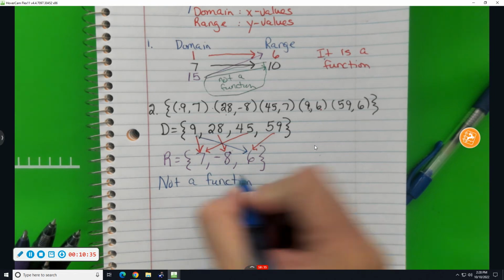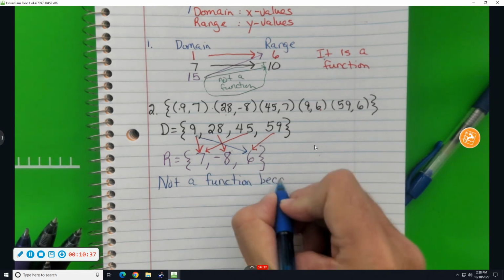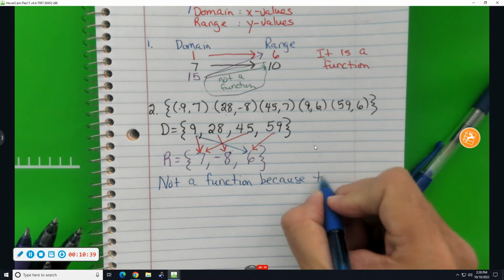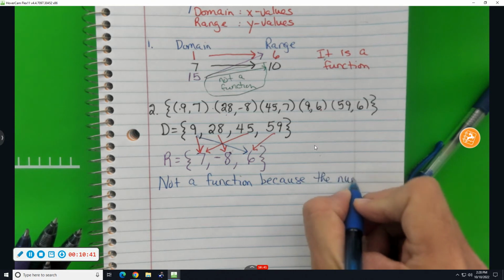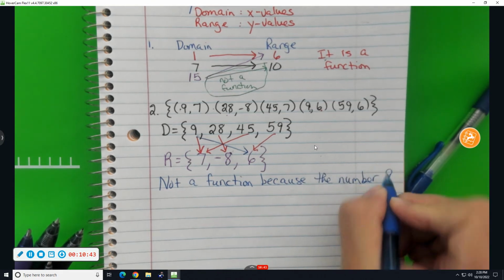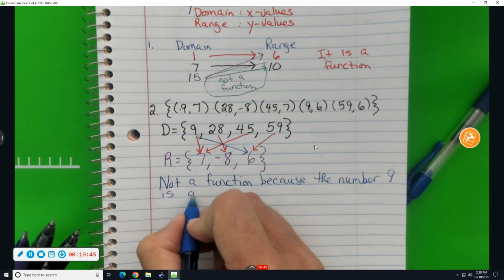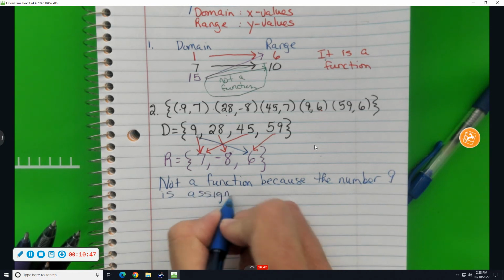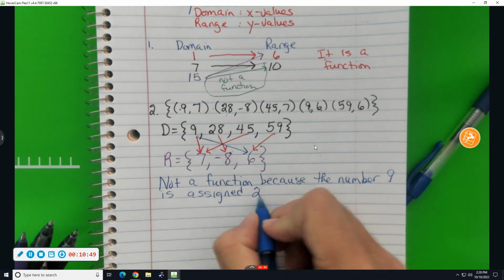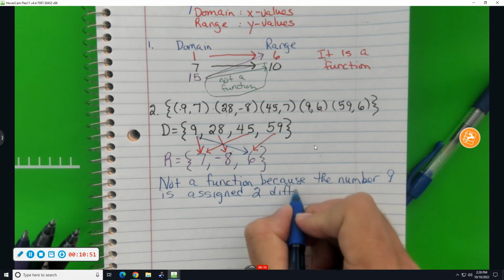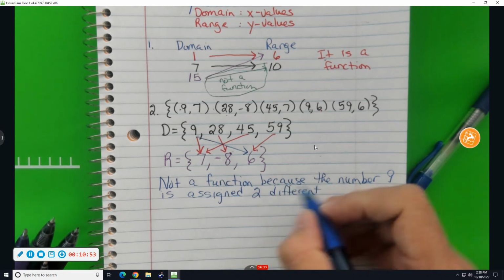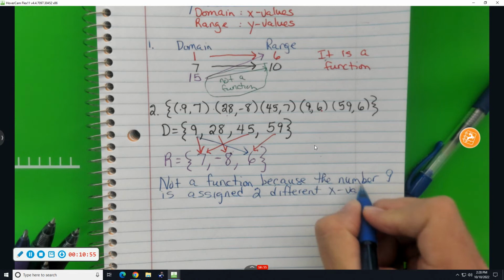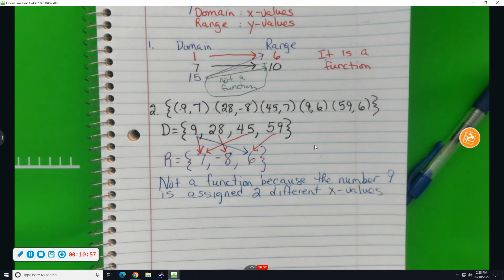And it doesn't ask you why, but I'm going to write it down. Because the number 9 is assigned 2 different y values. Would it be okay if I put, like, not a function, cannot repeat? Okay, that's what I'm about to write out. You're a little ahead of me. Okay, but let me go ahead and write this answer.